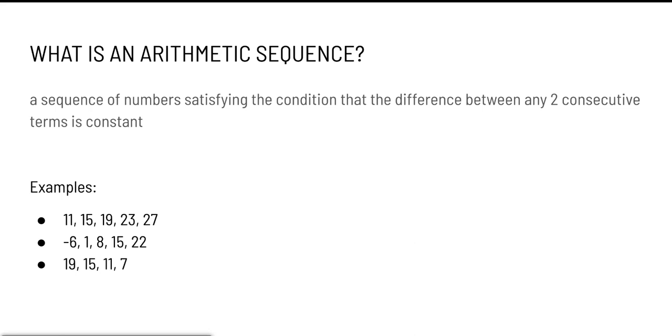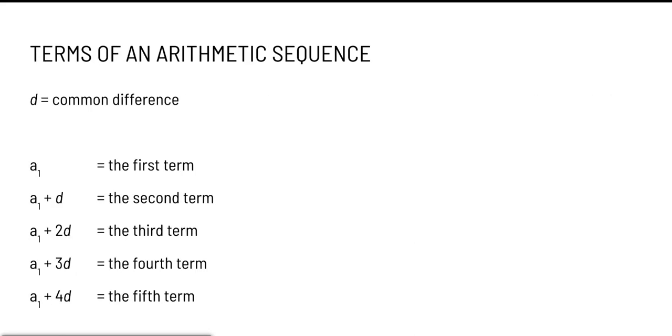So now, let's familiarize ourselves with all the terms of an arithmetic sequence. Starting off with d, which is our common difference, as we mentioned earlier. Next is a sub 1, which is the first term, a sub 1 plus d, which is the second term, a sub 1 plus 2d, which is the third term, a sub 1 plus 3d, which is the fourth term, and a sub 1 plus 4d, which is the fifth term.